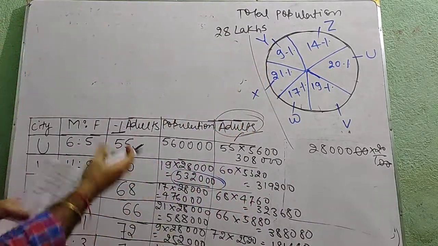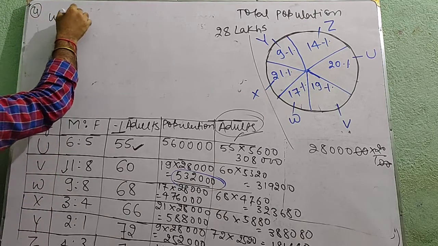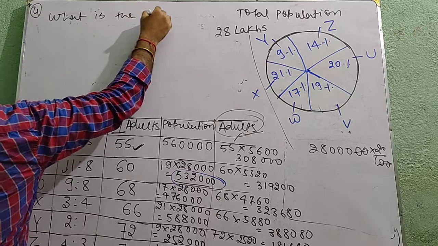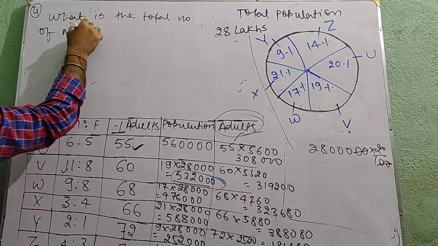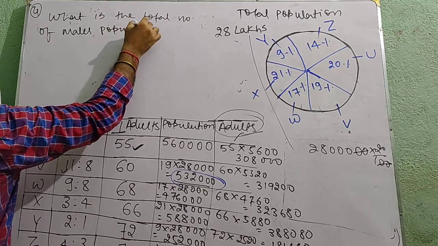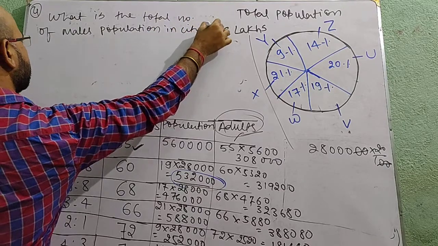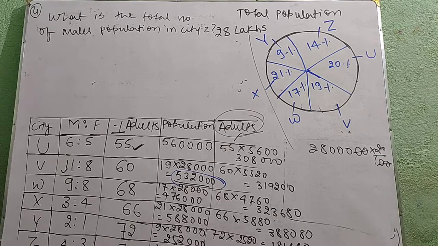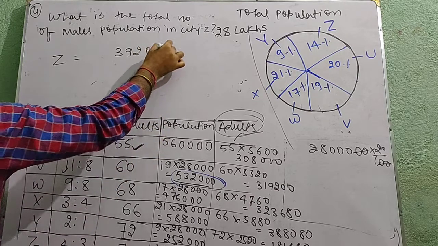Next question is the fourth one: what is the total number of male population in city Z? What is the total population in city Z? That is 3,92,000. I have to calculate the male population.